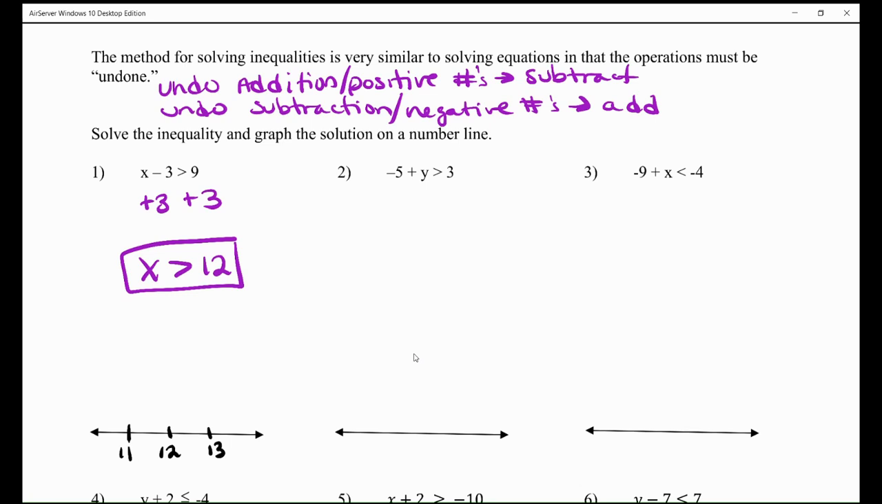Now, 12 is not included in the solution set because it's just greater than 12. So we want an open circle at 12, and we want to shade to the right because it's all values greater than 12.